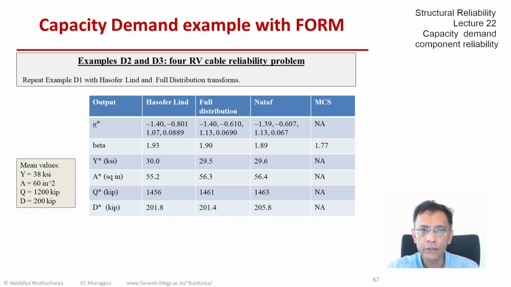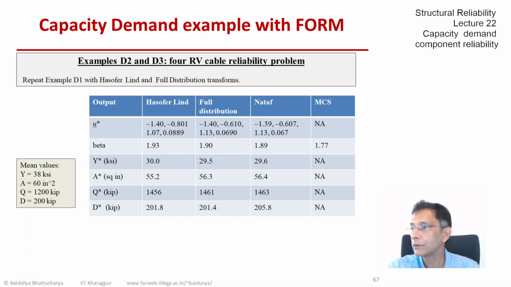But this was a simple problem. The limit state was very well behaved. It did not have any inflection point. It did not have the curvature changing drastically. So we see that the three transformations, Hasofer-Lind, full distribution, and Nataf, give very, very close results. Now, the Monte Carlo simulation is lower than that, gives a lower reliability. So again, here FORM overestimated reliability.